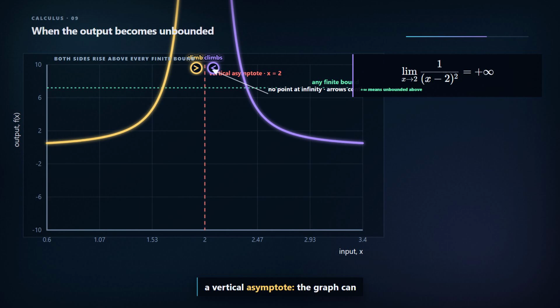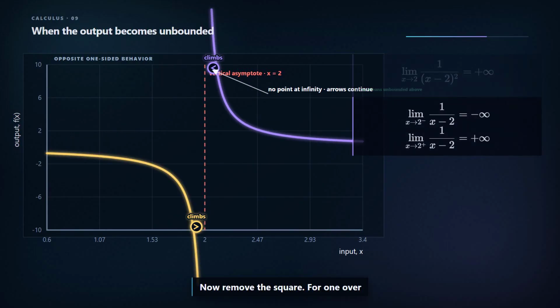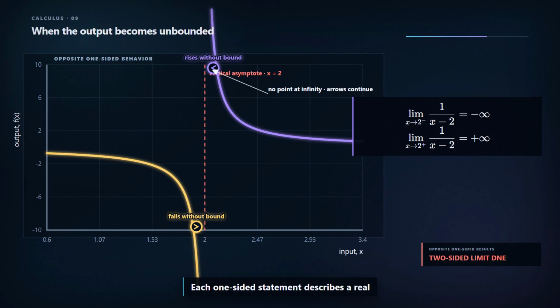The vertical line x equals 2 is a vertical asymptote. The graph can approach that input while its output becomes unbounded. Now remove the square. For 1 over x minus 2, the left probe falls without bound, while the right probe rises without bound. The left-hand limit is negative infinity. The right-hand limit is positive infinity. Each one-sided statement describes a real approach pattern, but the two sides do not agree. Therefore, the two-sided limit does not exist.